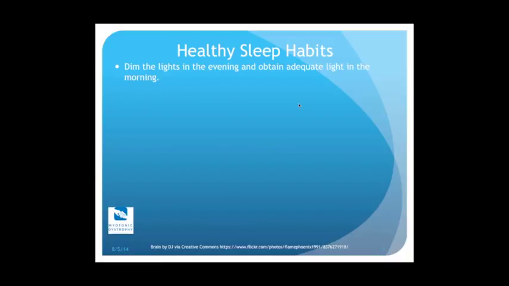Think about before the advent of electricity and lights, and even when we were living out on the range and whatnot, we were at the mercy of the sun. And when the sun went down, we had a campfire, but largely we didn't have artificial light to do what we want, or a laptop here and there that we could just stay up into the wee hours of the night. So in general, the recommendation: dim the lights in the evening and obtain adequate light in the morning.